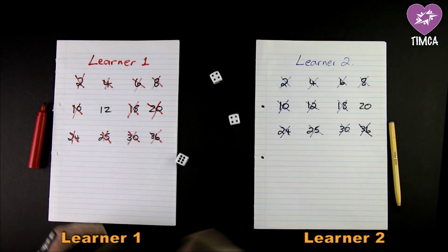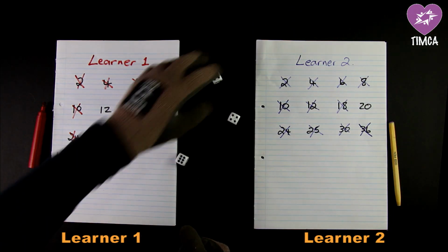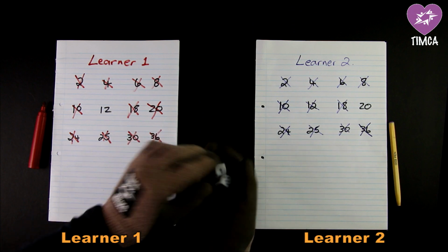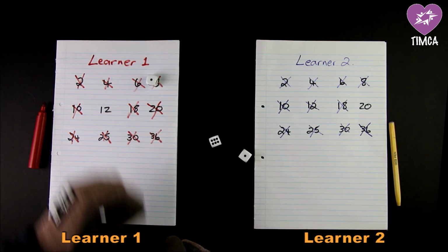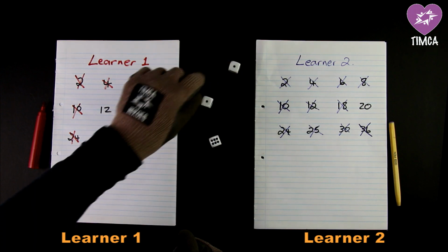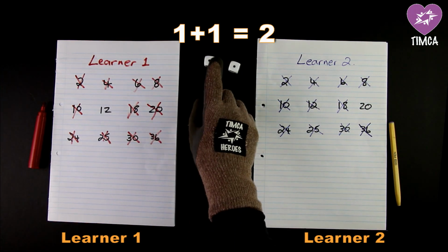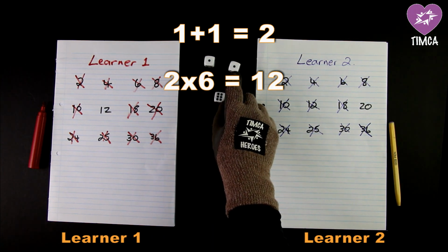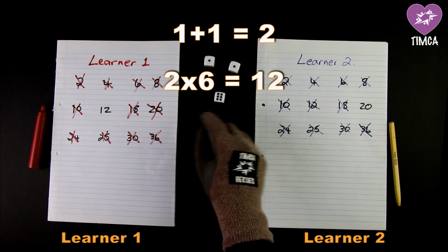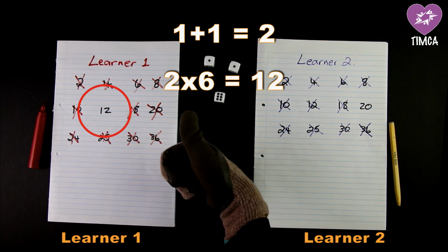Learner 2 throws a 6 and 2 4s. 6 and 2 fours is not going to give them a total of 20. Learner 1 throws 2 ones and a 6. Learner 1 puts the 1 plus a 1, which is going to be equal to 2, and then multiplies that by 6 to give them 12.